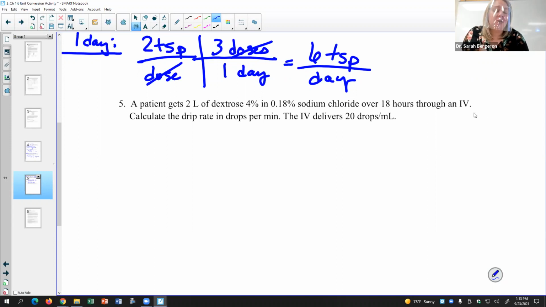Okay, over 18 hours through an IV. So what information do you think we're going to need in that one sentence? What can you pull out? In the first sentence. They get 2 liters. Is there another part to that? Over 18 hours.